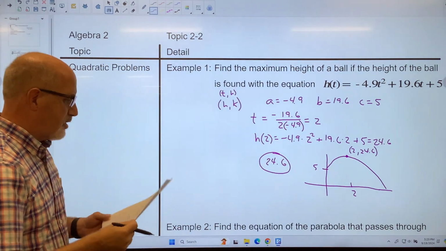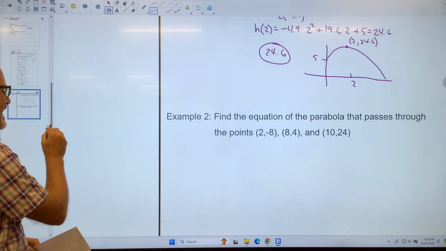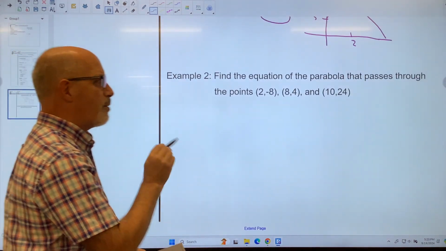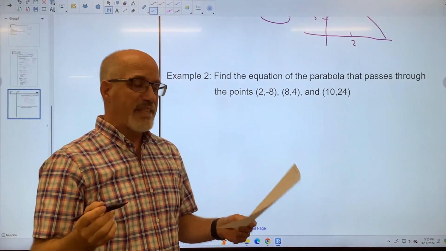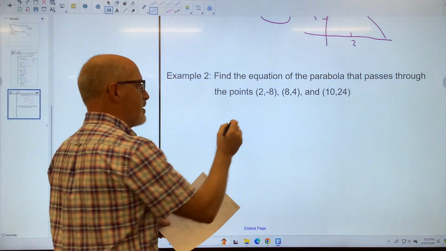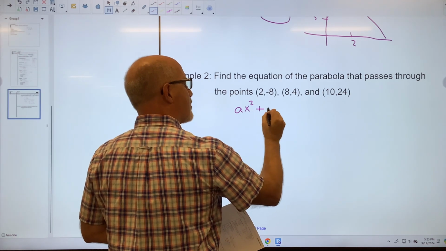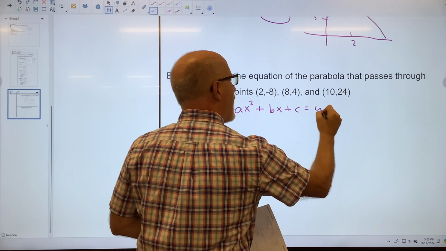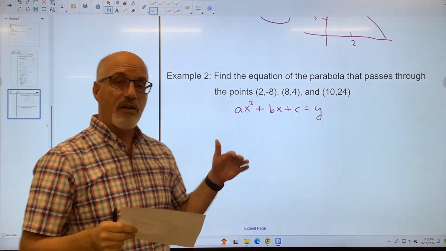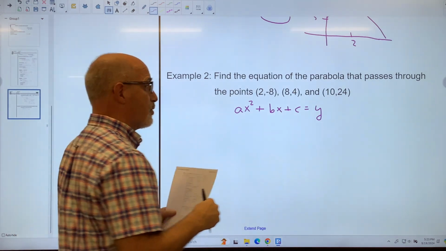All right, let's do our second example here. This example is actually finding the formula for a parabola that passes through these points. We don't know what the a, b, and c are for this, so I'm going to list this a little bit different than normal. I'm going to make this ax squared plus bx plus c, and I'm going to make it equal to y because this setup will be helpful for using Cramer's rule. So we're going to actually apply Cramer's rule to this.